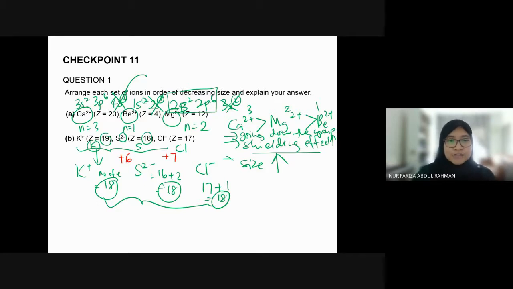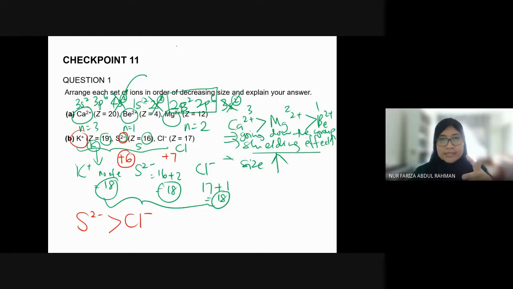Okay, dah lah S2 minus ni accept 2 elektron. Lepas tu the Z effective pula lebih rendah from the Cl minus. Okay, alright. So obviously S2 minus will be the largest, followed by Cl minus. Okay, alright. In terms of K plus, okay, let me show you how to calculate the Z effective for K plus. Okay, for cation ion, the Z effective will be different.